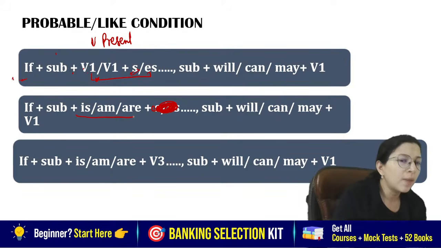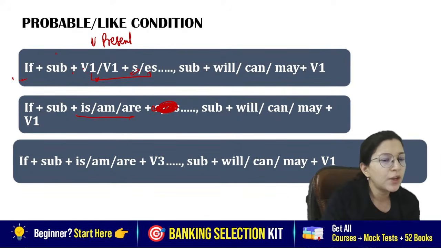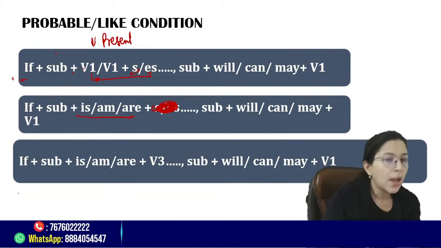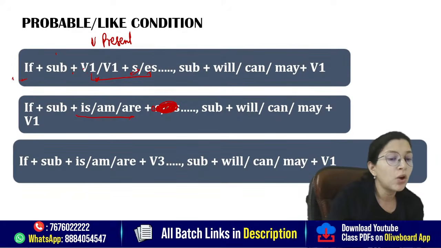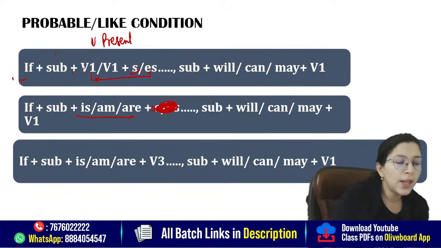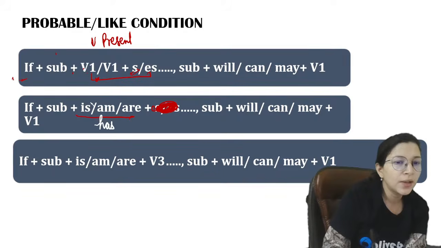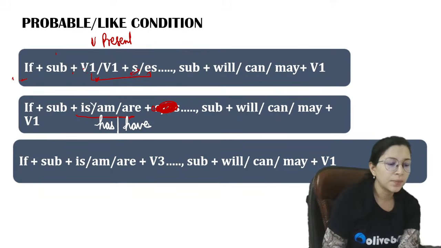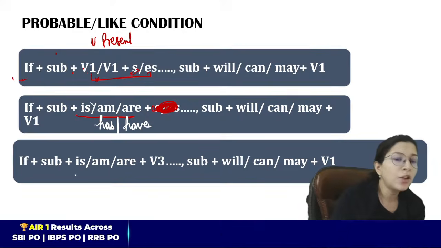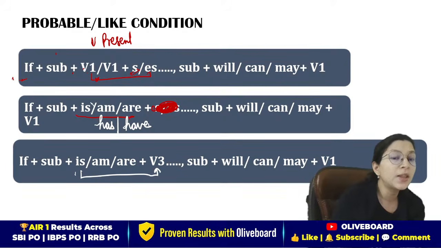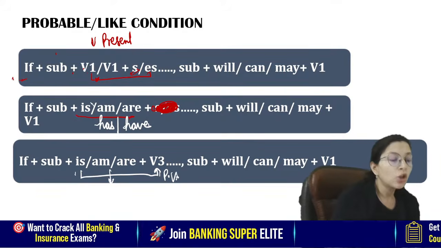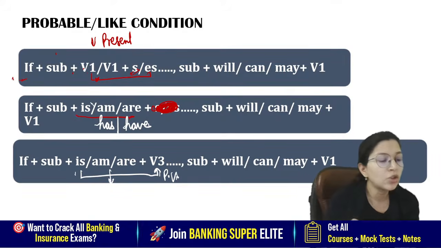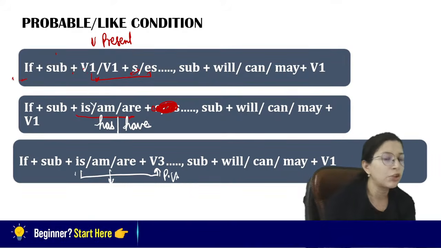But if I talk about only is, am, are, isn't it present indefinite tense? And if I talk about only has or have, that is also present indefinite tense, right? Then if I talk about is, am, are plus V3, this is also present indefinite tense. It is just passive voice. So you should remember all the possible structures of present indefinite tense.